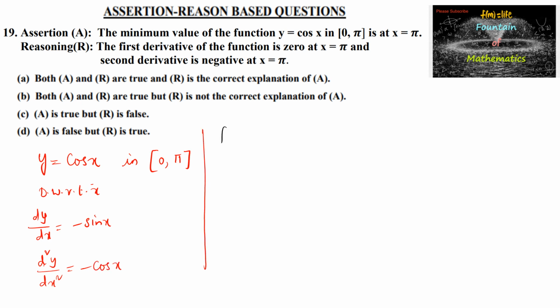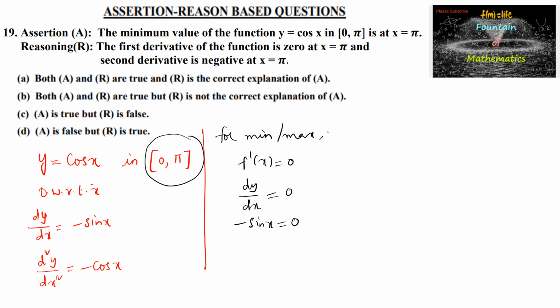For minimum or maximum, we consider f dash of x is equal to 0, that is dy by dx is 0, that is minus sin x is equal to 0. In the interval 0 to pi, we can consider sin 0 is 0, so x value can be taken 0, and again at x is equal to pi, sin pi is 0. And now substituting these two values, x is equal to 0 and x is equal to pi, in double differentiation, that is f double dash of x.